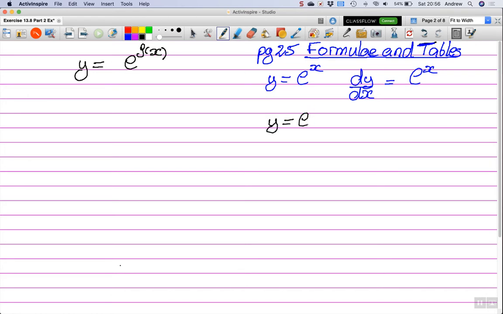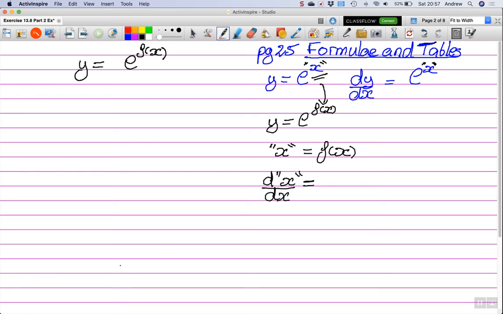Now, what we're going to do is apply it to y is equal to e to the function of x. That means the x here is being replaced by f of x. So then we use the inverted commas technique. And what we now have is the formula x is actually equal to a function of x. And then we differentiate this formula x with respect to x.